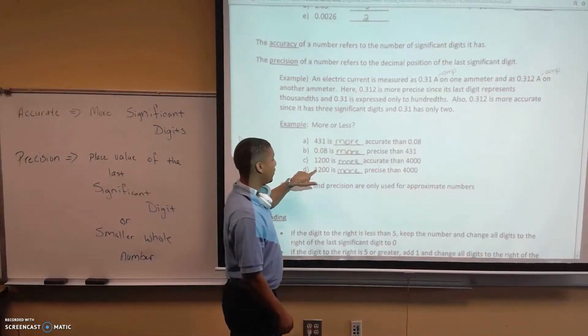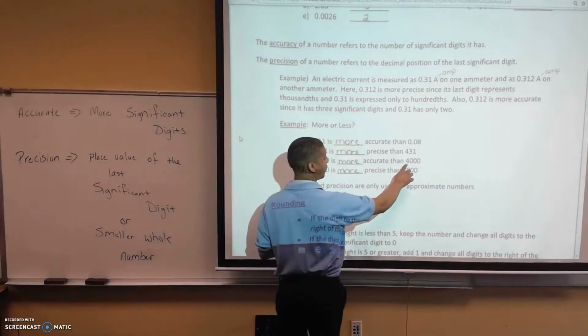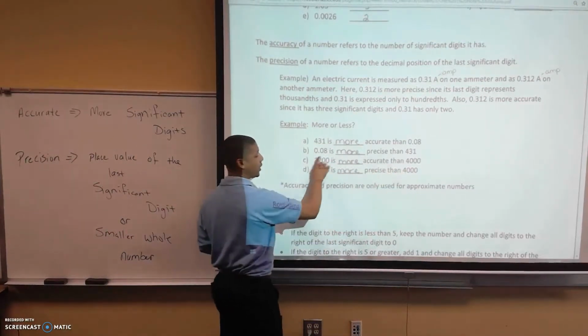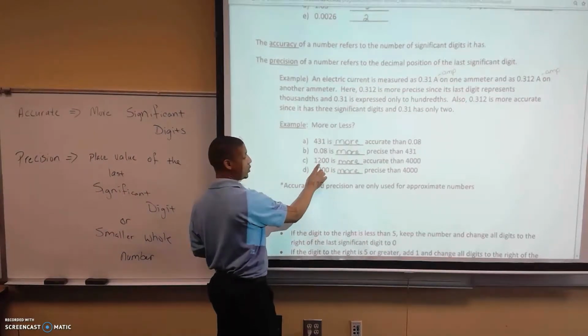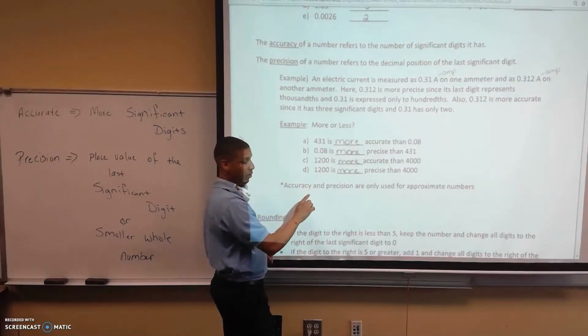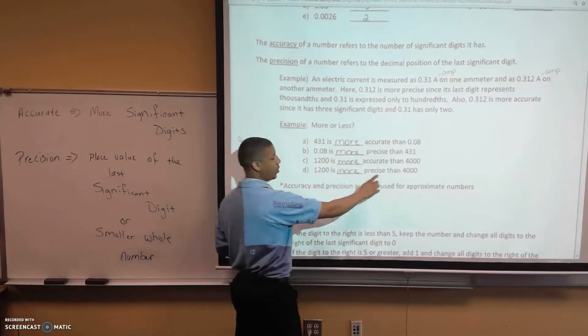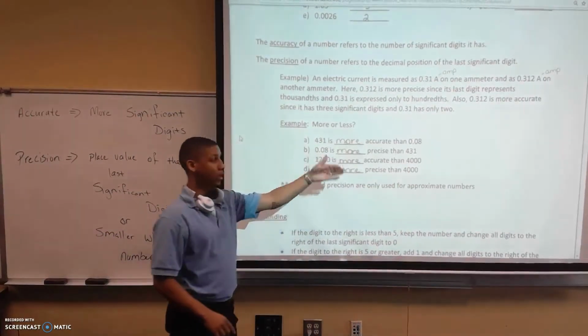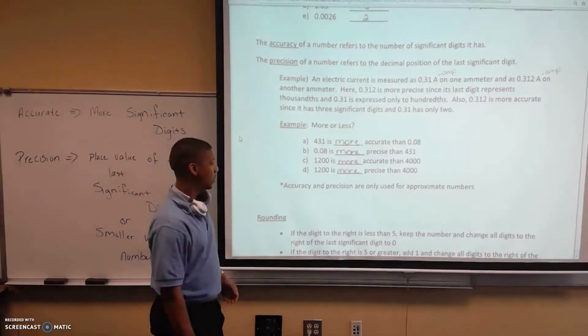So if I have 1200 and I have 4000, this one is more accurate than this one because guess how many significant digits are here? 1, 2. Remember, these zeros are not significant, so it's just 1, 2. These zeros are not significant, so it's just 1 here. So 2 is more accurate than 1 significant digit.